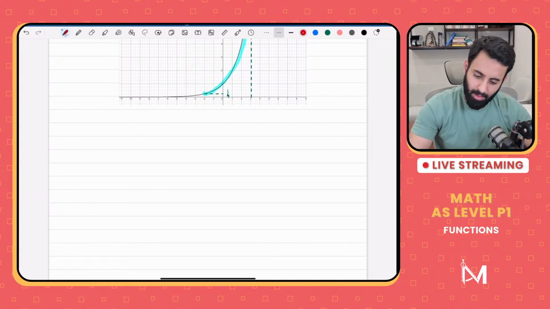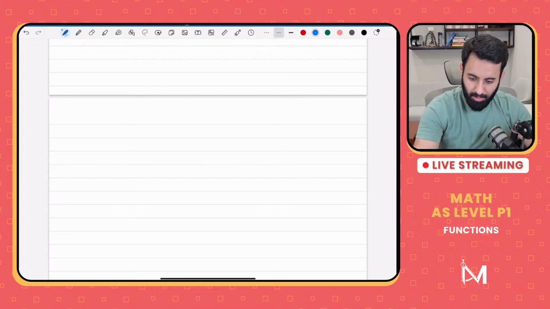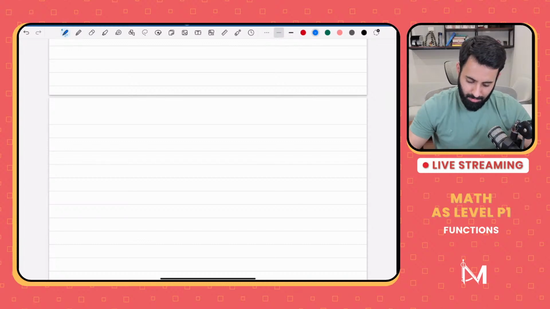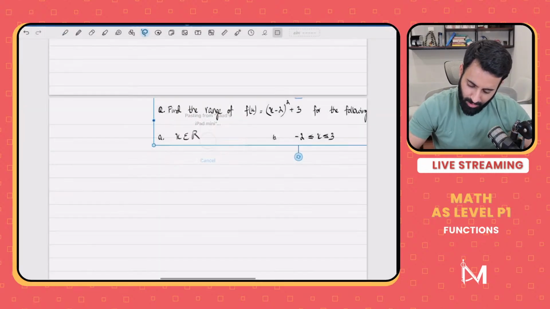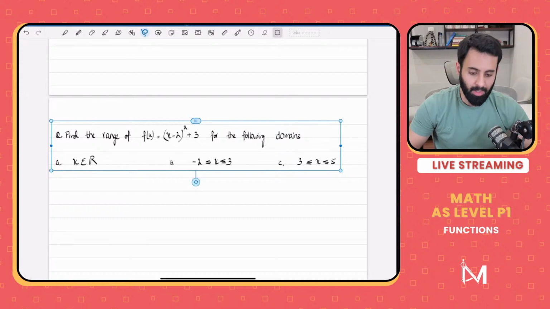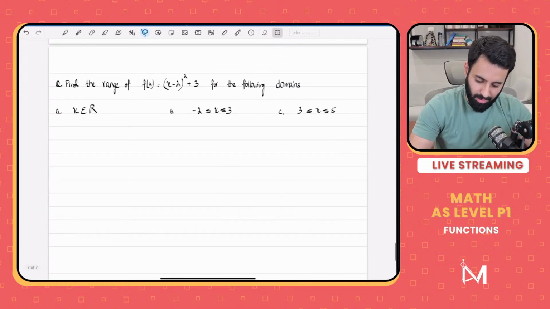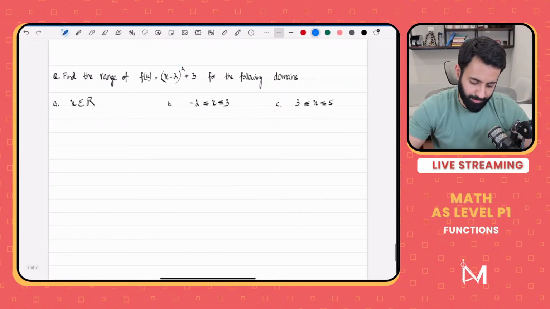Now, let's do another example. Here's example number 3. Once again, let me copy paste to save some time. Find the range of f of x, which is equal to x minus 2 the whole thing squared plus 3 for the following domain. So let's make a rough sketch, and I'll tell you when you have to make a rough sketch and when you don't. Let's make a rough sketch and see what we get.